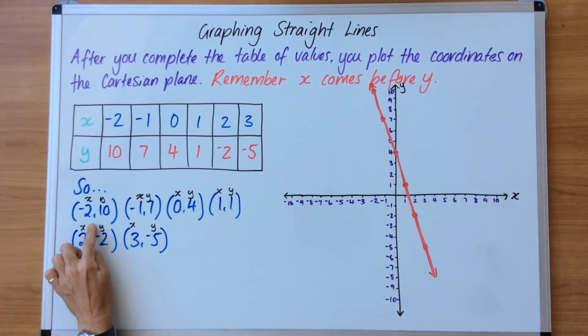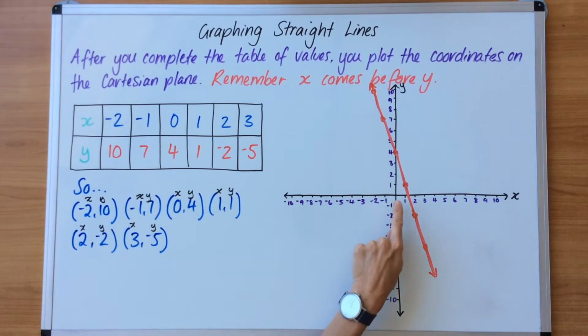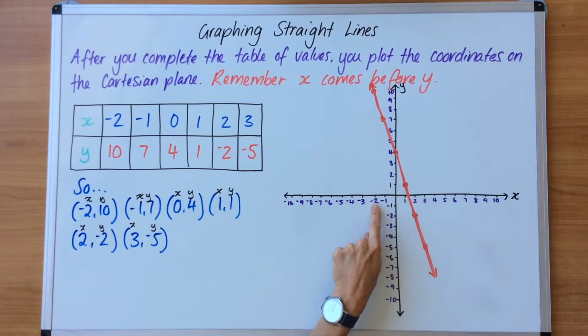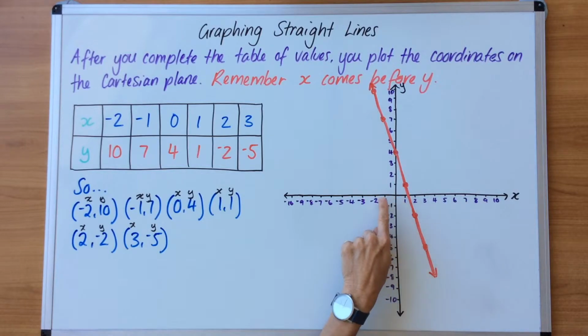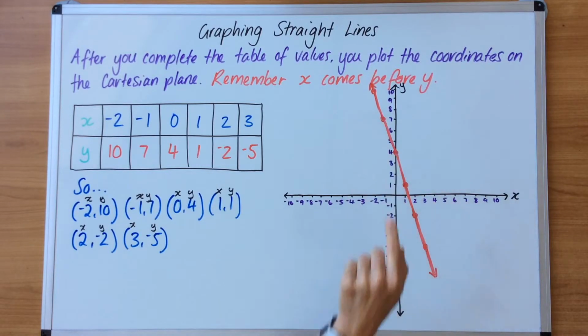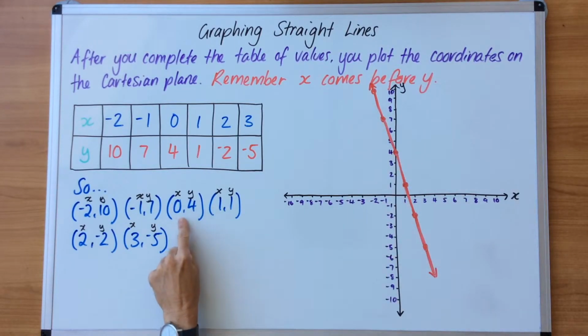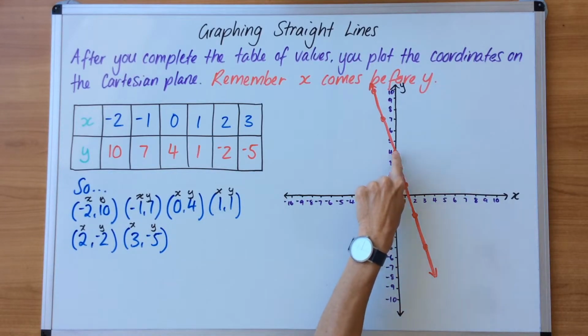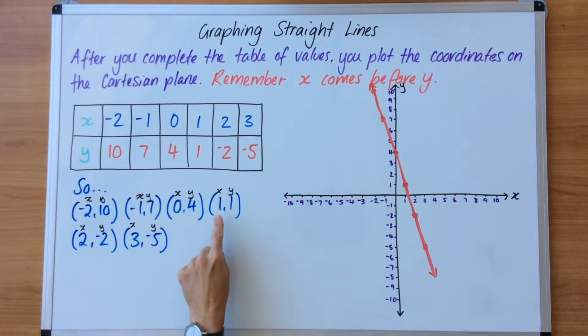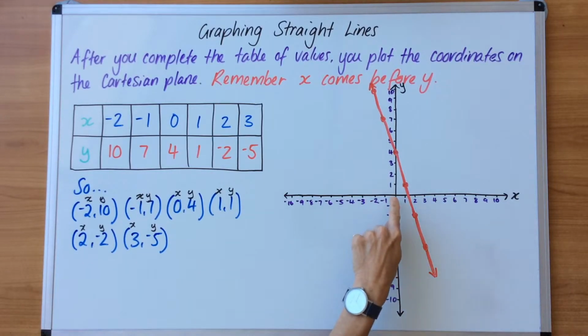Let's take a look at the first one, negative 2 and 10. We start in the origin, we go -2 on the x and up to +10, and we put a dot there. The next one is -1 and 7. Start in the middle, go across -1 and up to 7 and put a dot. 0 and 4. We stay in the middle of the origin and just go up to 4 and put a dot. 1, 1. Start in the middle, go to the right 1 and up 1.